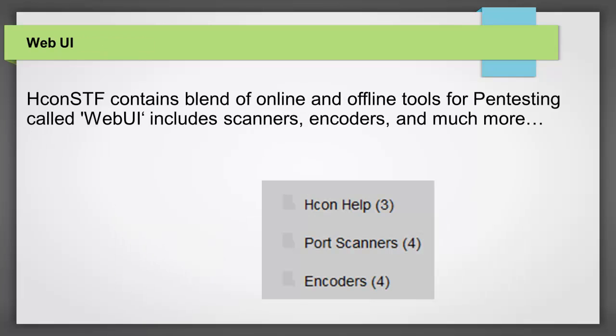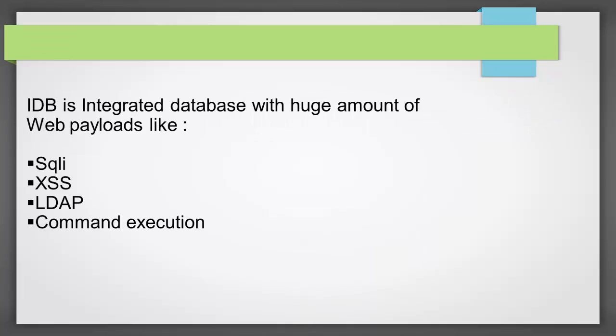The web UI: HCON STF contains a blend of online and offline tools for penetration testing, and this is called the web UI, which includes most of the scanners, encoders, and various other tools. There is another feature called IDB, which stands for integrated database. This contains a huge amount of data related to web payloads, such as SQL injection, cross-site scripting, LDAP injection, or command execution.